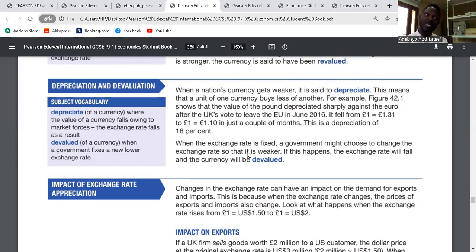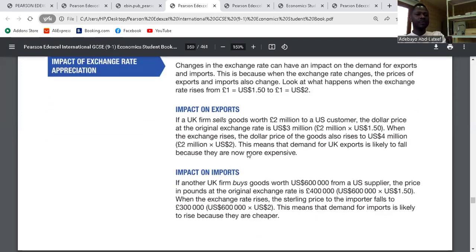You understand the difference between depreciation and devaluation here? Depreciation goes with the floating exchange rate. Devaluation goes with the fixed exchange rate, which is determined by the government in conjunction with the central bank of the country. Clear? So we'll go on to the impact of exchange rate appreciation.